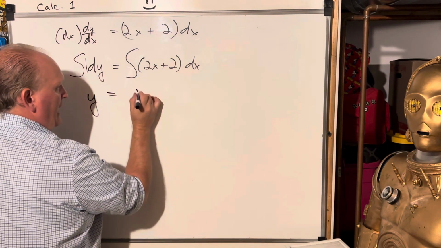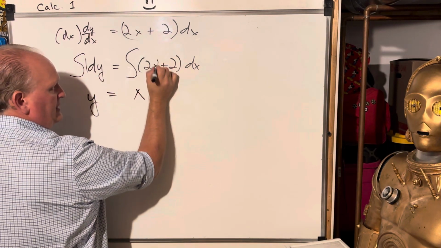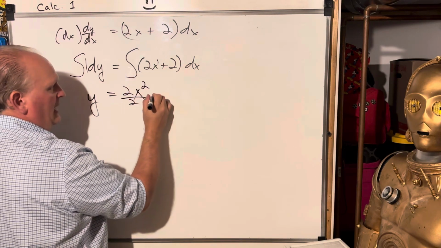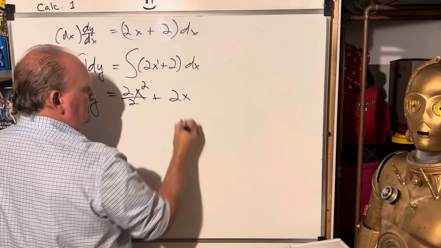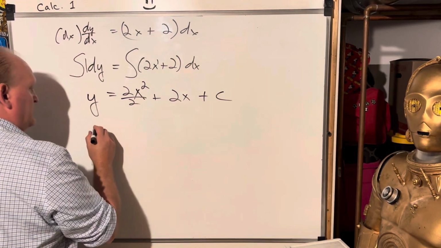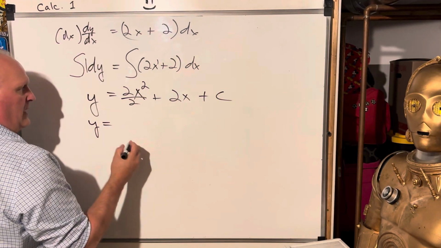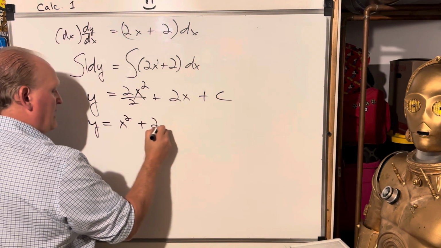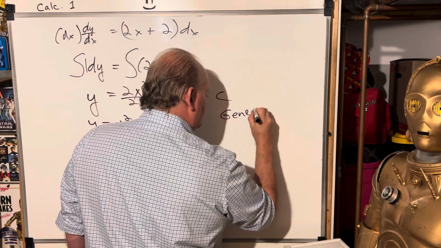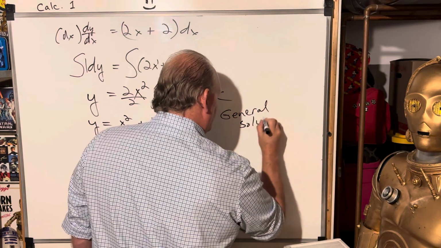And then we add 1 to that, so that's 2. And there's already a 2 in front of it, but then we're going to divide. And then we add an x onto that, and then we say plus c. There's some constant. And so this is what we have now. We have this equation, y equals x squared plus 2x plus c. That is a general solution.